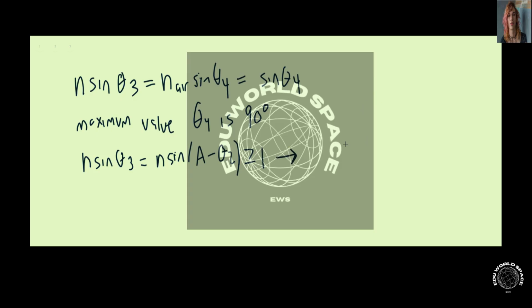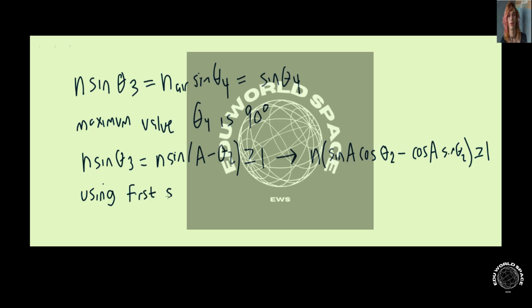which leads to the fact that n times sine A cosine theta 2 minus cosine A sine theta 2, all of that is greater than or equal to 1. Now we're going to go back to our results from analyzing the first surface. So I'll write that using first surface refraction, that info that we derived at the very beginning. We can try to simplify this a bit. We're going to eliminate n.